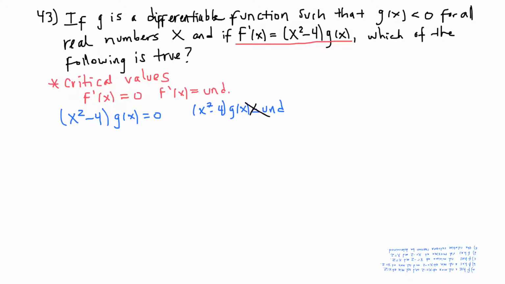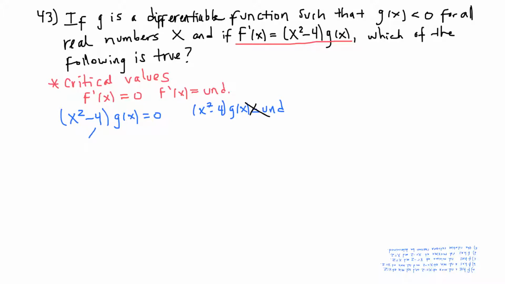But now let's concentrate on this one here then. X squared minus 4 times g of x has to be equal to 0. And it's already in factored form. And so let's use the zero factor property because it's equal to 0.